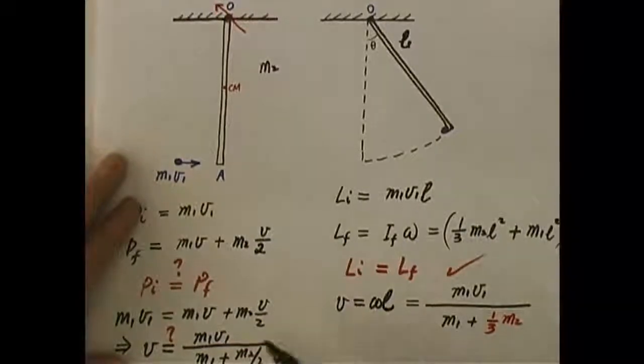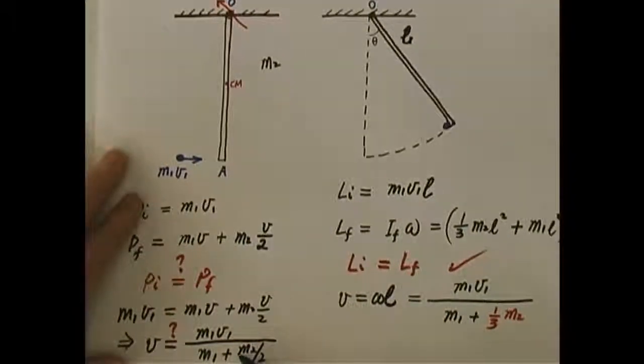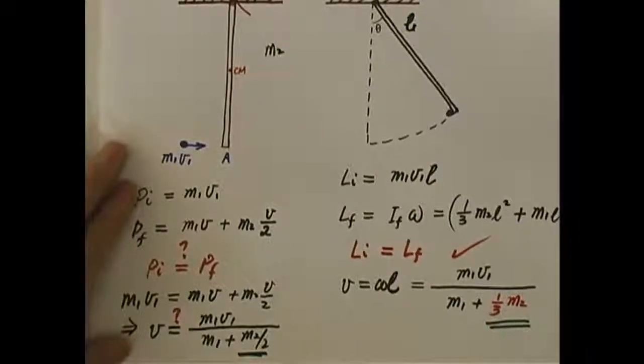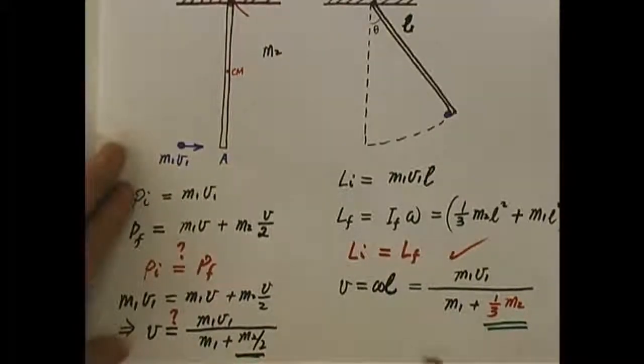Now you compare with this. That was from conservation of linear momentum. This is from conservation of angular momentum. Do they agree with each other? Not quite. There is this 1/3 here, and here is only 1/2. See that? Only 1/2. So these two expressions do not agree with each other.